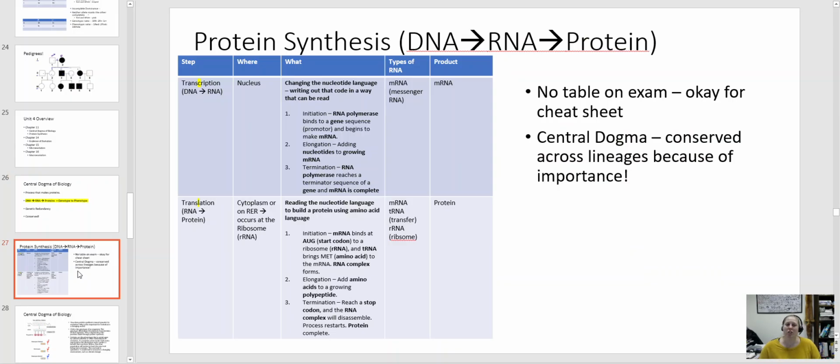It is okay for the cheat sheet, but try not to put complete sentences. Put those keywords, put those things on there in shorter answers. If you copy this table directly onto your cheat sheet, that's not appropriate.